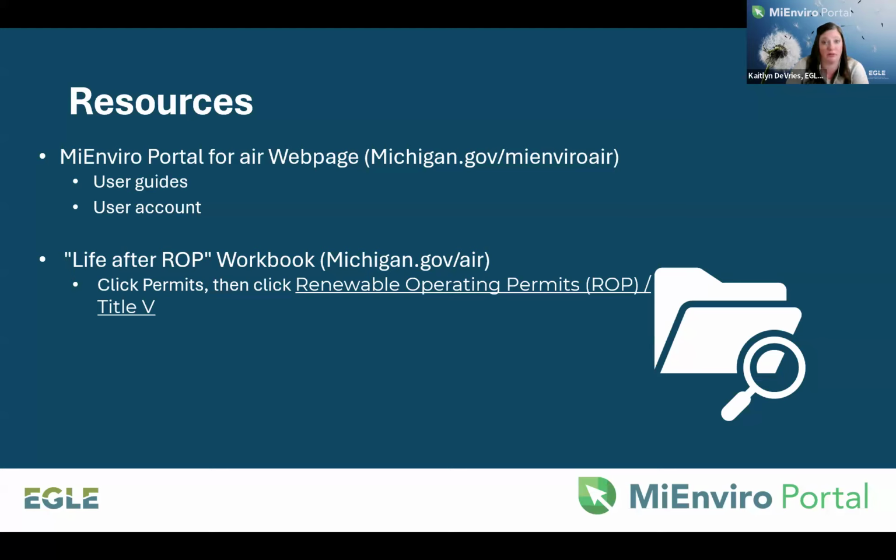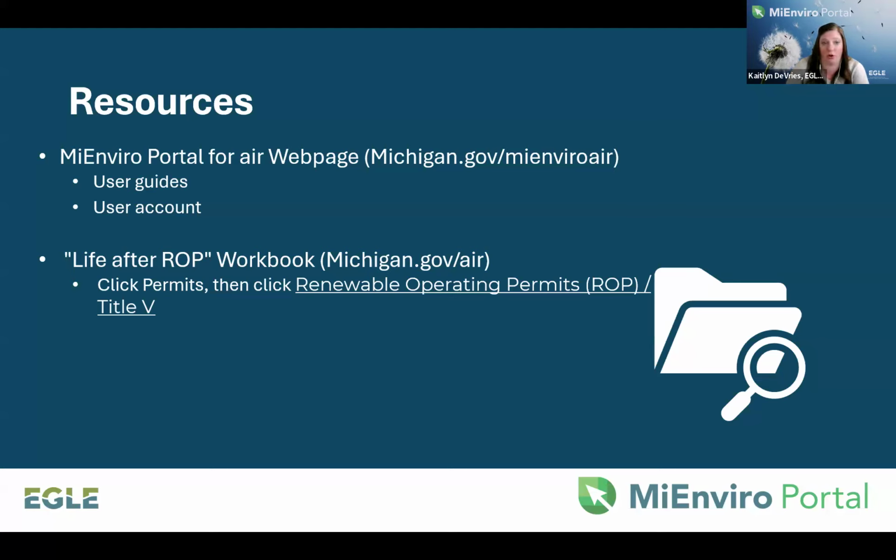Your ROP specific information is going to be on our permits webpage. If you go in through the permitting and click on the Renewable Operating Permit in Title V spot, that'll link you into where Karen showed you those user guides for modifications, initials, renewals, correction requests, those types of things.